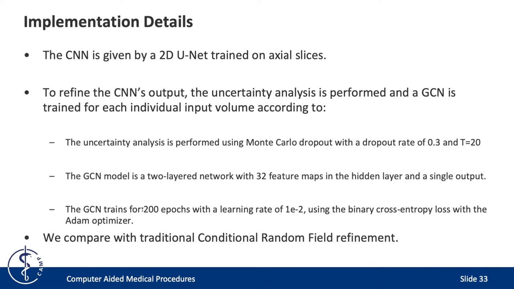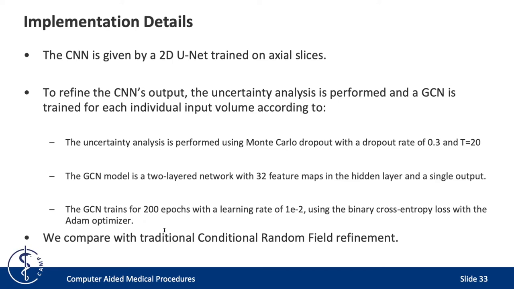The uncertainty analysis uses Monte Carlo dropout with a dropout rate of 0.3. And we use 20 samples to compute the expectation. The GCN model is a two-layer neural network with 32 feature maps in the hidden layer. And because we are working with binary organ segmentation, in this case, we have one single output telling us what is the final class, organ or background. The GCN was trained for 200 epochs with a learning rate of 1e-2. And we use the binary cross entropy loss function with the Adam optimizer.